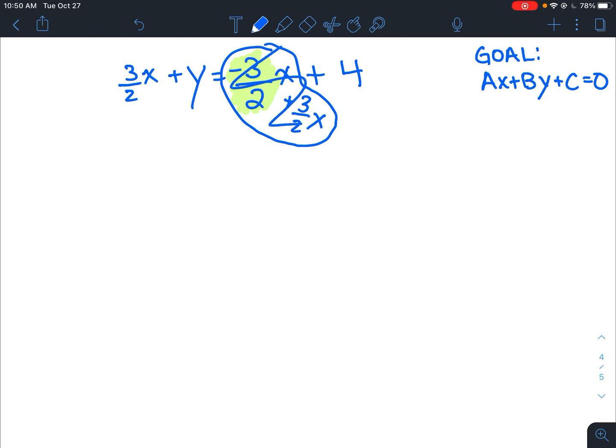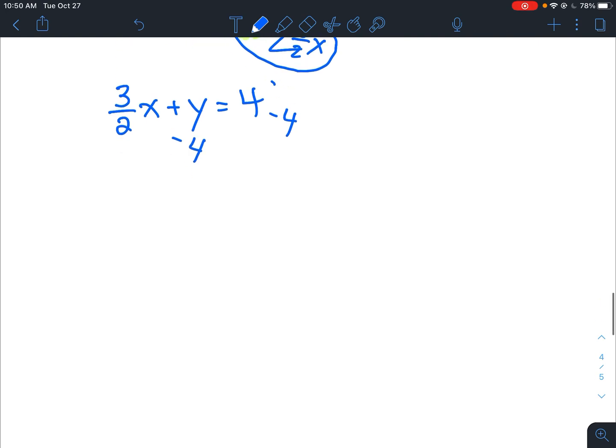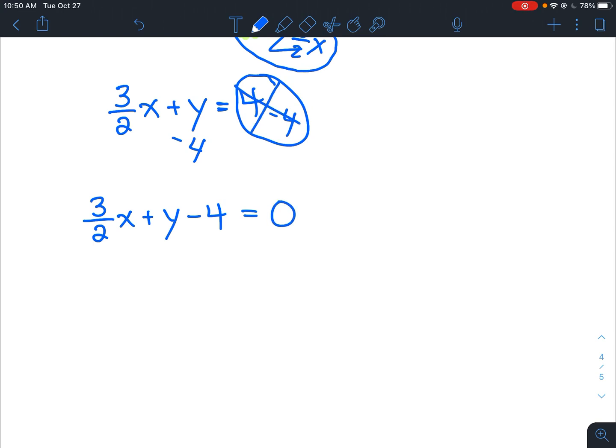And I still have to get rid of that 4. Okay, I'll do that on the next line. So I've got 3 over 2x plus y equals positive 4. So to get rid of the 4, I'm going to subtract 4 from both sides. I'm just going to put that subtract 4 underneath it. So 4 minus 4 is 0. So that's going to go away. And on the left side, I have 3 over 2x plus y, and then I'll put the minus 4. I just couldn't squeeze it in after the y. Equals 0, because those guys go away.